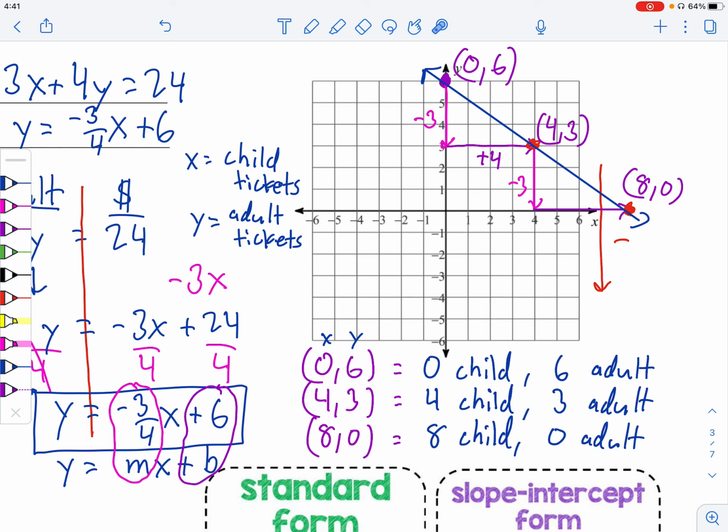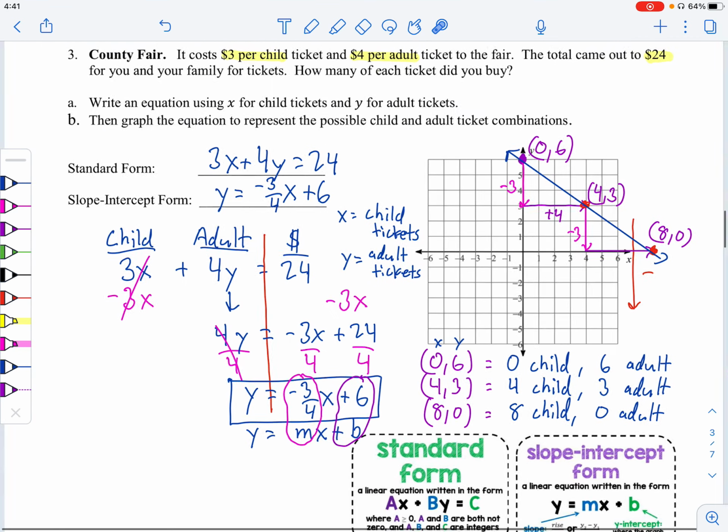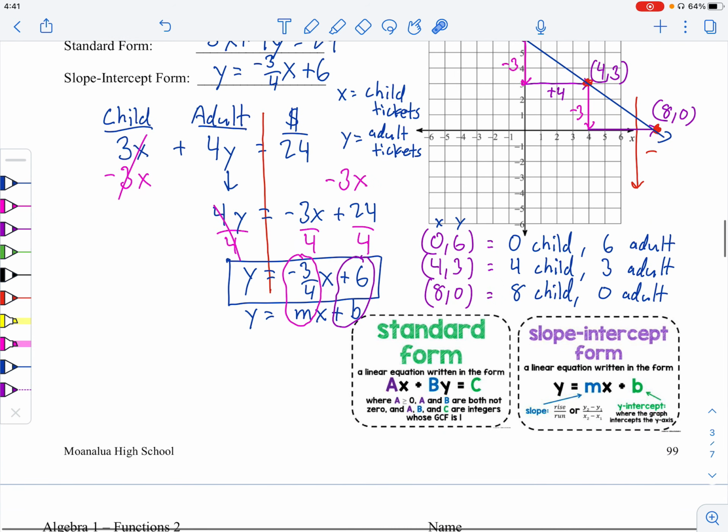So this is how much we can buy, and it'll equal $24. 0 child, 6 adult, $24. 4 child, 3 adults, still $24. 8 child, 0 adults, still $24. So these are 3 possible combinations that will give us exactly $24 cost. Which one would you choose? You go with just adults, a mix of them, or all children? I don't know if you can go all children. All right, so that's standard form and slope-intercept form.